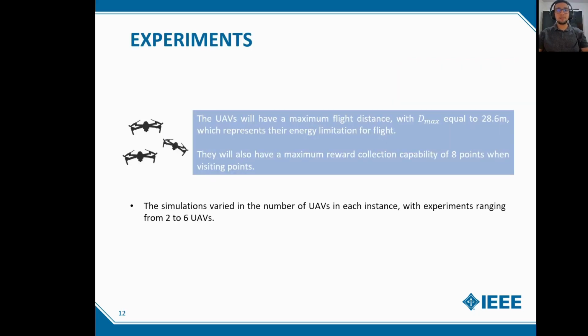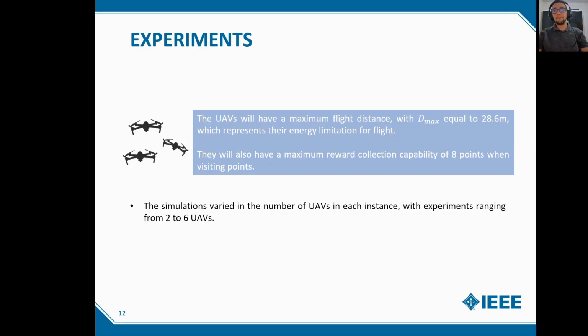For the experiments, the simulations varied in the number of UAVs in each instance, with experiments ranging from 2 to 6 UAVs. In all experiments, the collaborative UAVs start the task from the initial depot and finish the mission by visiting the final depot, while respecting the energy constraint in terms of the maximum flight distance and weight collection, which we define.